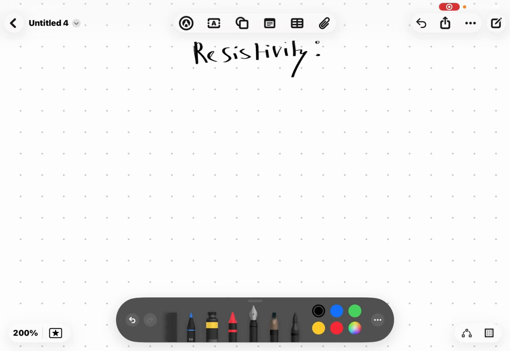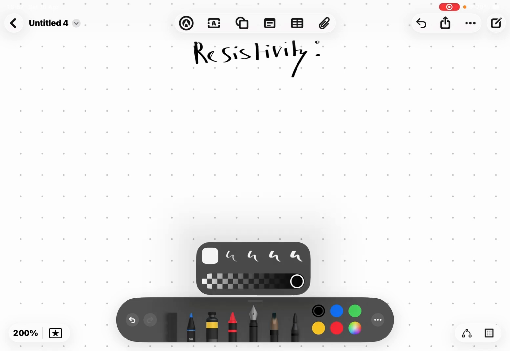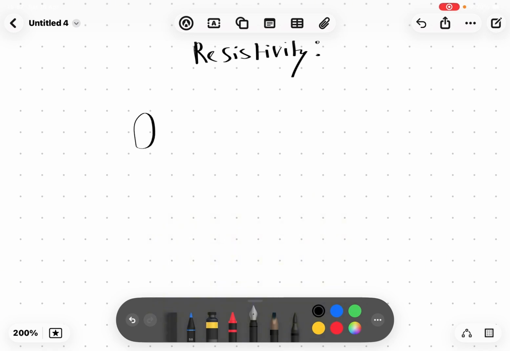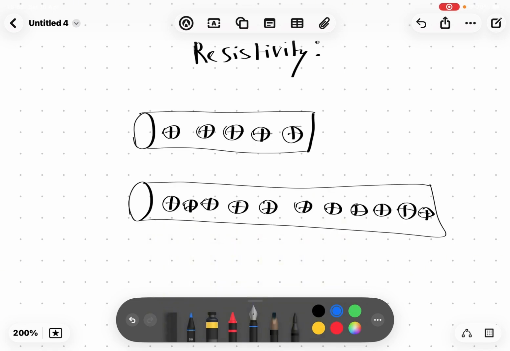So today we're going to talk about resistivity. As an example, let's say we have two exact wires where the diameter is exactly the same, however the length here is larger. So where do you think the resistivity is going to be higher? Resistivity is basically how easily the metal conducts electricity, lets it pass through.